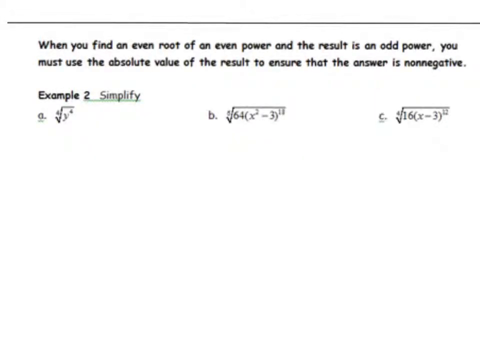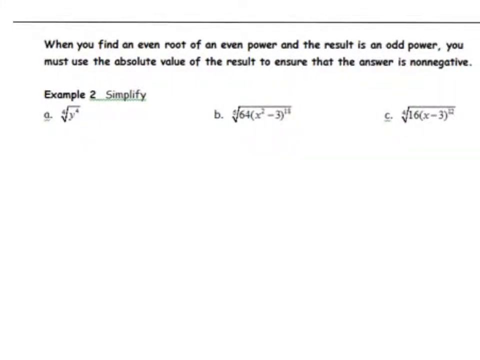So what this says, and what I would like for you to have in your notes, is this is the one complication. When you have an even root of an even power, and the result is odd, then you must use the absolute value to ensure that the answer is non-negative.